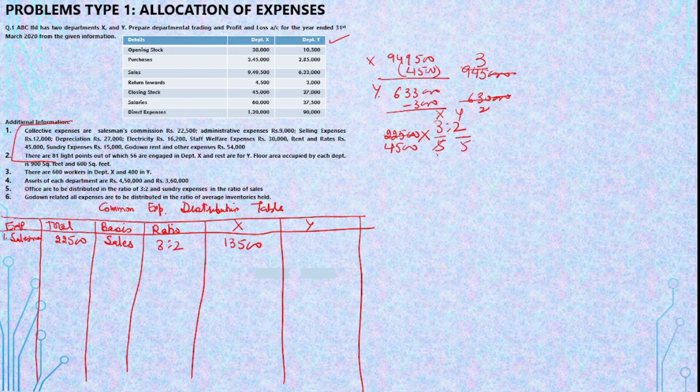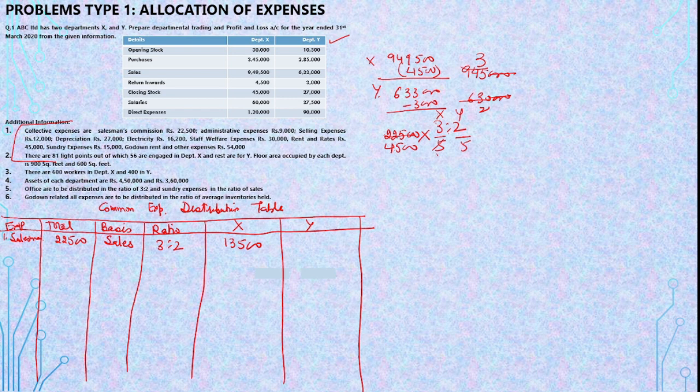It says it is to be distributed. Office expenses, office and administration are one and the same thing. So the ratio is 3 is to 2. The base is given, 3 is to 2. So 9,000 into 3/5 for X and 2/5 for Y gives you 5,400 and 3,600. You can simplify this, right? You can solve it.